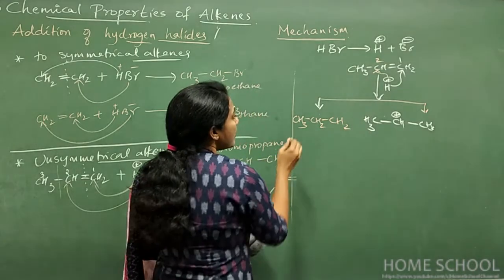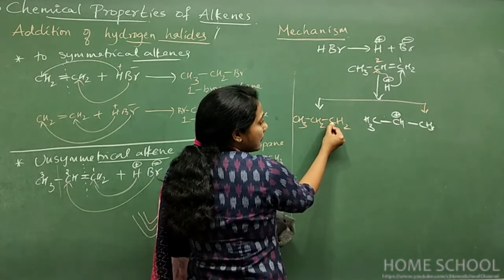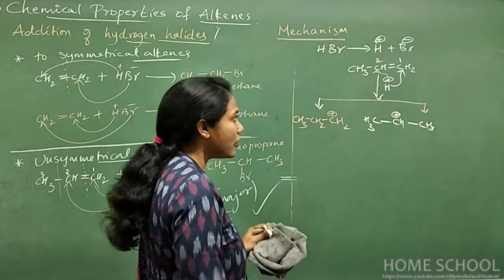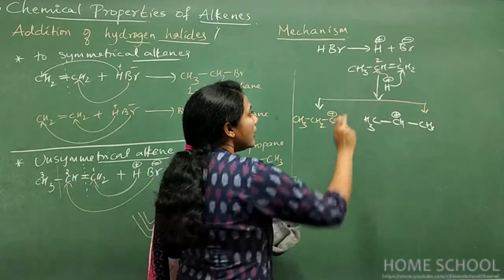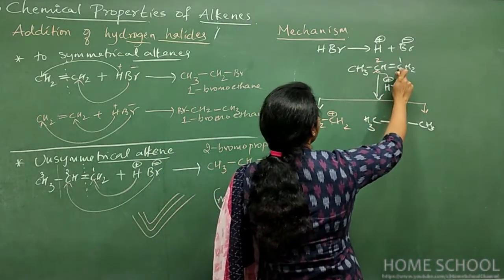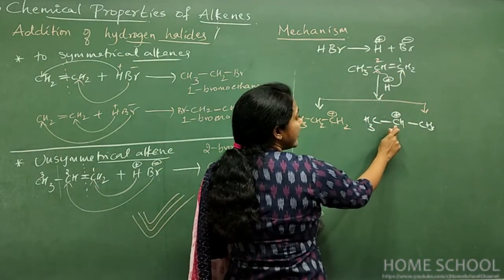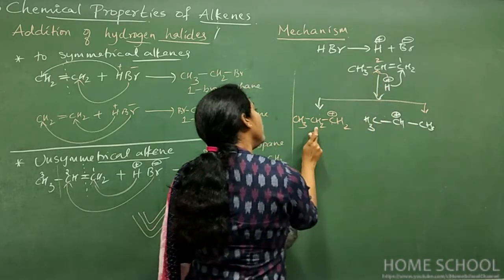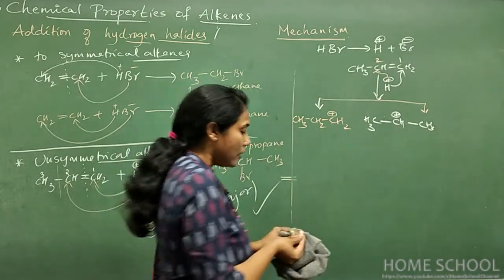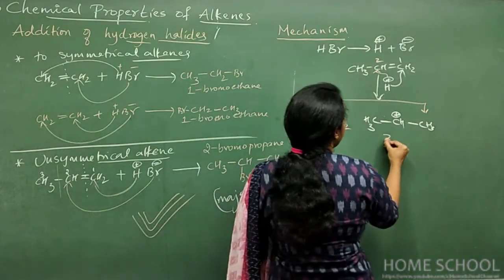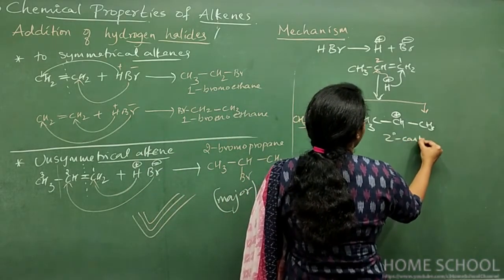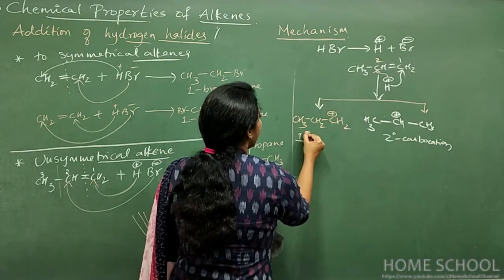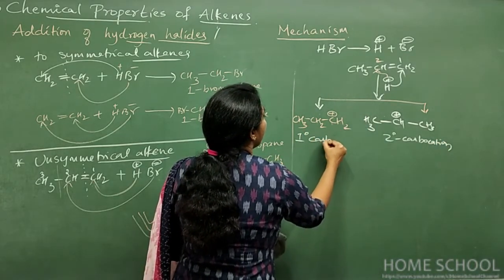CH2, right? So now the valency of this carbon is less, so this carbon will get a positive charge. Right? So hope you understood the concept. If H plus is added to the first carbon, you will get this carbocation. If H plus is added to the second carbon, you will get this carbocation. We call this carbocation a secondary carbocation, right? And we call this carbocation a primary carbocation.